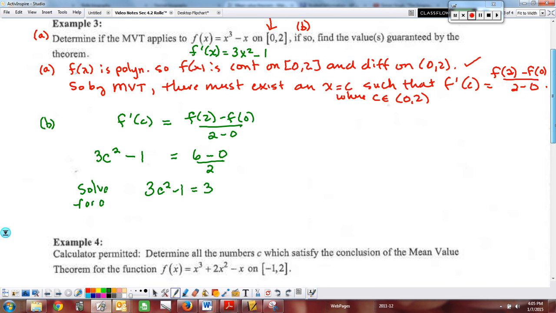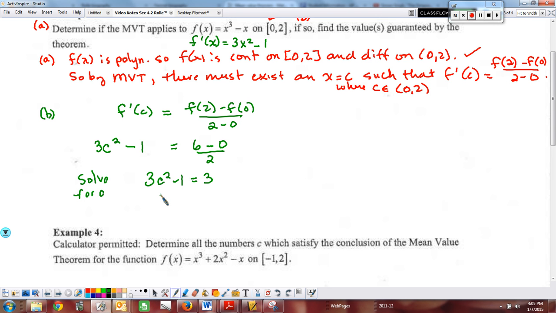Okay. So move things over. 3c squared equals 4, c squared equals 4/3. And solving for c, you get c equals plus or minus the square root of 4/3, which is plus or minus 2 over the square root of 3, or 2 square root of 3 over 3, different forms depending on if you're in multiple choice.